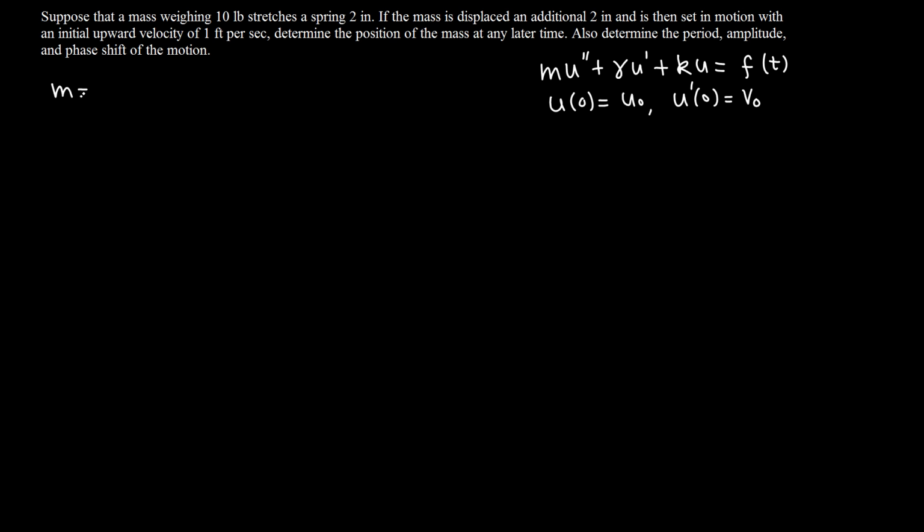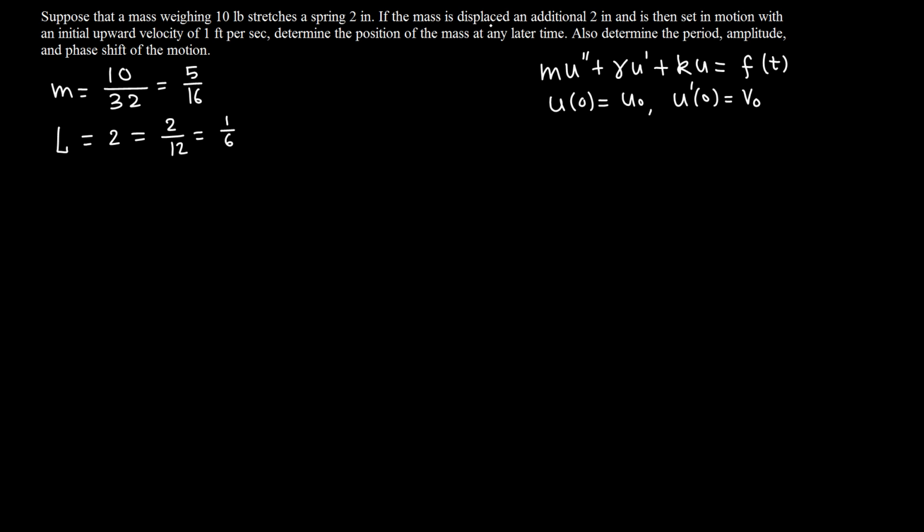Okay, let's find m, that's the mass. So in this question, mass weighing 10 pounds, that's the weight. So we need to divide this by acceleration due to gravity, which is 32. 10 over 32 is 5 over 16, that's the mass. Stretches a spring 2 inches. So the stretched length of the spring, which is uppercase L, is 2 inches.